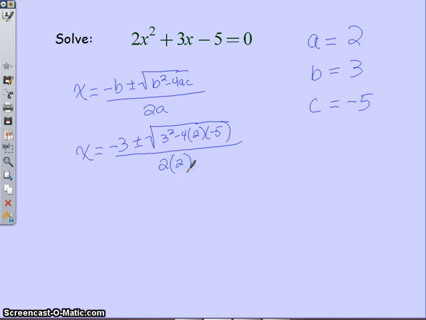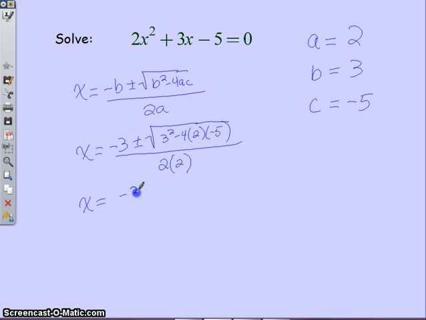Now, we could solve this by multiplying 2 times negative 5 to get negative 10, and trying to find the factors of negative 10 that would add to positive 3. And I think that we would be successful. But I just want to give us another method that we can use to solve. So let's go ahead and evaluate this.